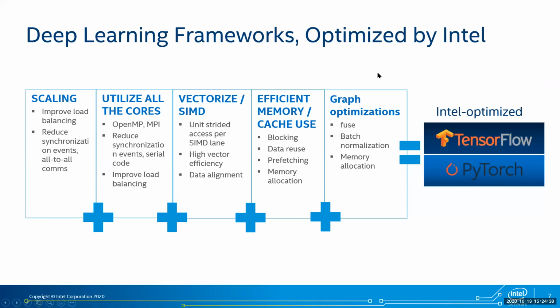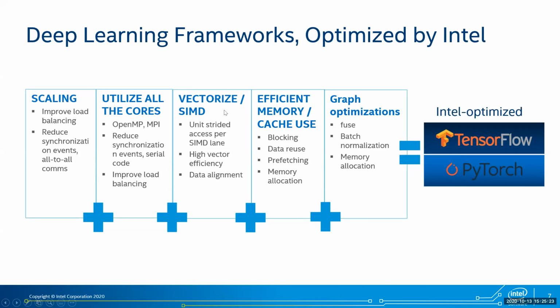We would also like to mention what kind of optimization we have inside the Intel deep learning framework. First, we have graph optimization. Our framework will look through your graph and try to optimize it by using fusion or batch normalization or optimizing the memory allocation. Not only graph optimization, we will help you have efficient memory cache usage. We will do blocking or data reuse, prefetching, to help you reduce some cache misses or memory page faults.